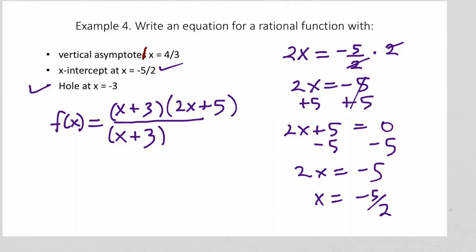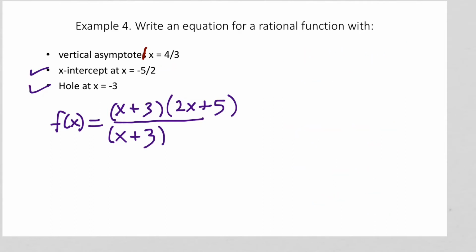So you can go through that exercise if you forget the relationship between a fractional x-intercept and a factor that has a coefficient in front of the x. The last piece of information that we'll put in there is the vertical asymptote, and we can build the factor associated with the vertical asymptote in the same way. If x is equal to 4/3, then the associated factor is going to be 3x minus 4. And you could prove that to yourself by using the same steps that I showed you for the 2x plus 5.